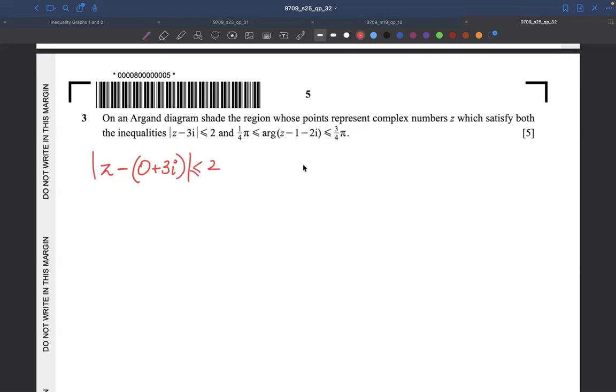And this will be written as 1 upon 4 pi greater than or equal to argument of (z minus (1 plus 2i)) less than or equal to 3 upon 4 pi. Now, what this means is that the distance of z from this point is less than or equal to 2, and the argument of z from this point is between 1 upon 4 pi and 3 upon 4 pi.